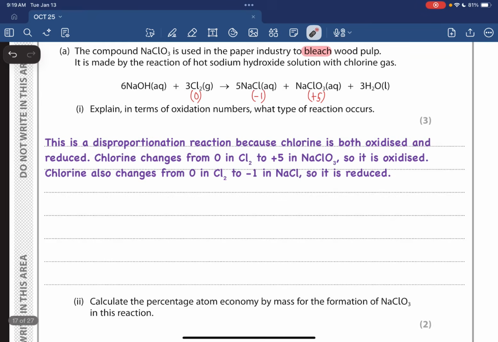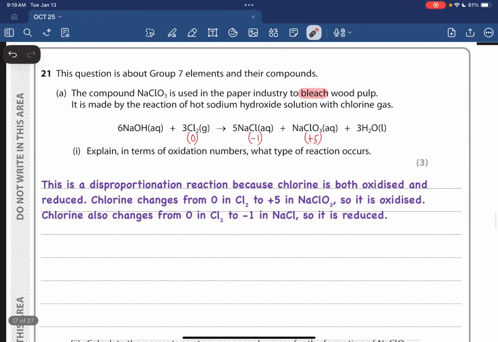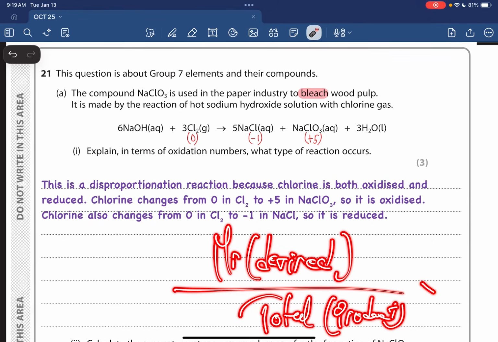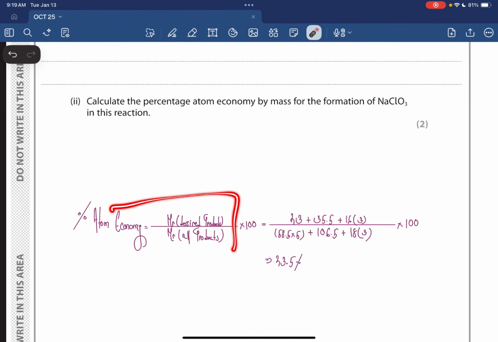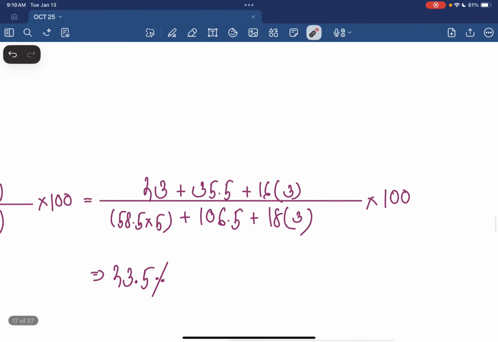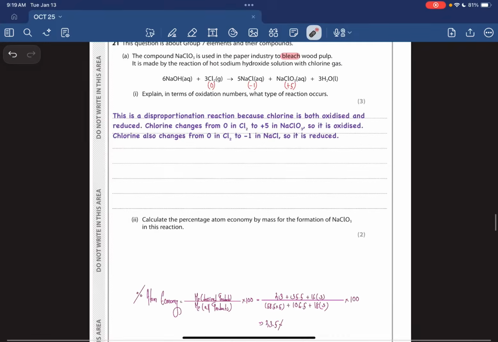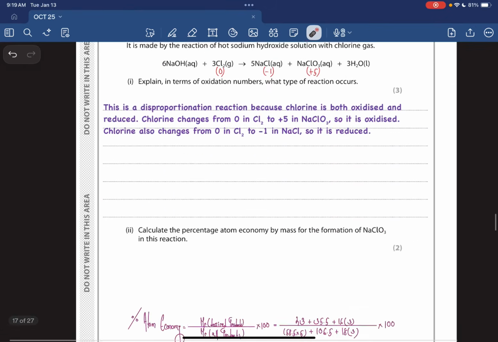Okay, moving on. What is the percentage atom economy by mass of NaClO3? The formula of atom economy is the Mr of the desired product divided by the total Mr of all products, times 100. This is the formula, and this is the value of 23.5%. While calculating this, you have to take into account all of these numbers present over here as well.